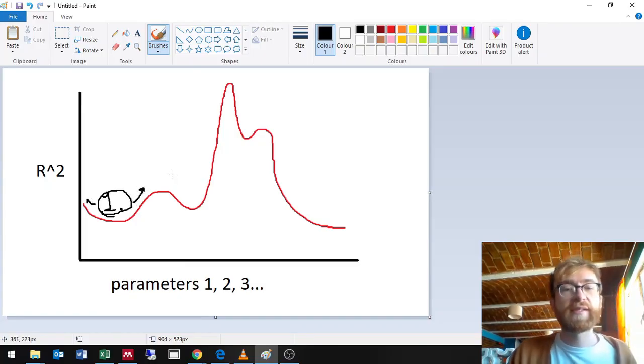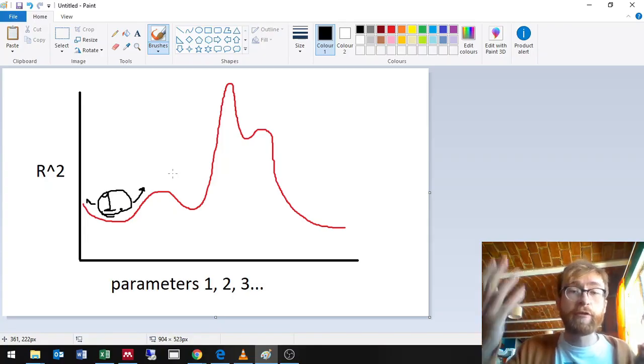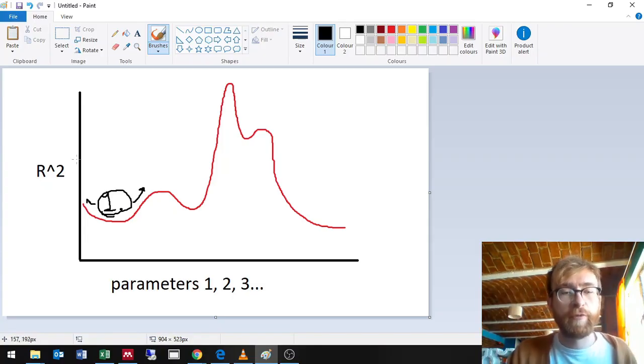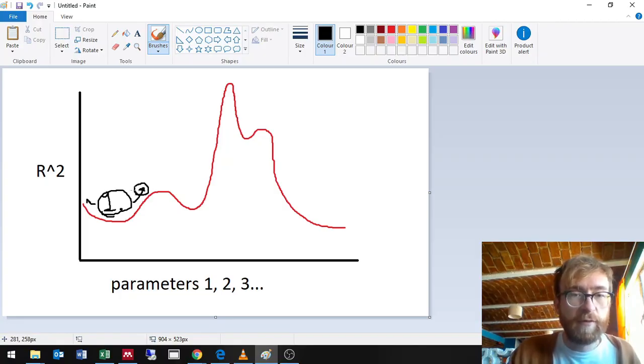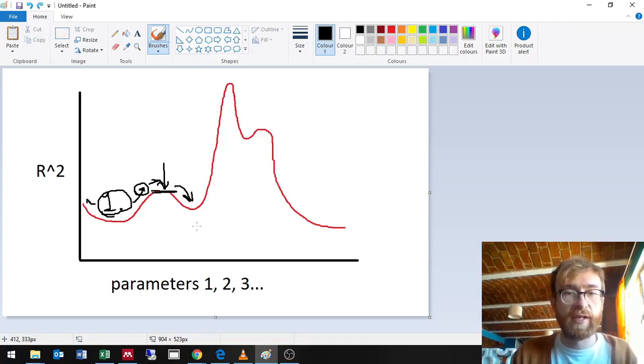Excel's Solver function is going to have multiple iterations. It's going to slowly change the parameters in incremental steps to try and improve the R squared value. So if it moves up to the right, it's going to see that R squared is improving, and it's going to keep these parameters, and it's going to increase them a bit more. Eventually, we will get to this point here, which is a local maximum. So when Excel tries to change the parameters more, it's actually going to make the R squared value worse. So it's not going to like this position here.